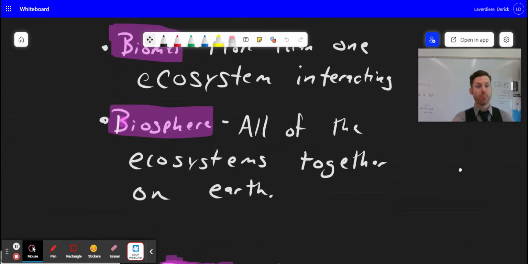And then finally, the biggest level of organization here in ecology is the biosphere. And that is all of the ecosystems together on the earth, right? And sometimes it's used to refer to all of the living things on earth. Okay. But yeah, everything all at once. So those are our levels of ecology.